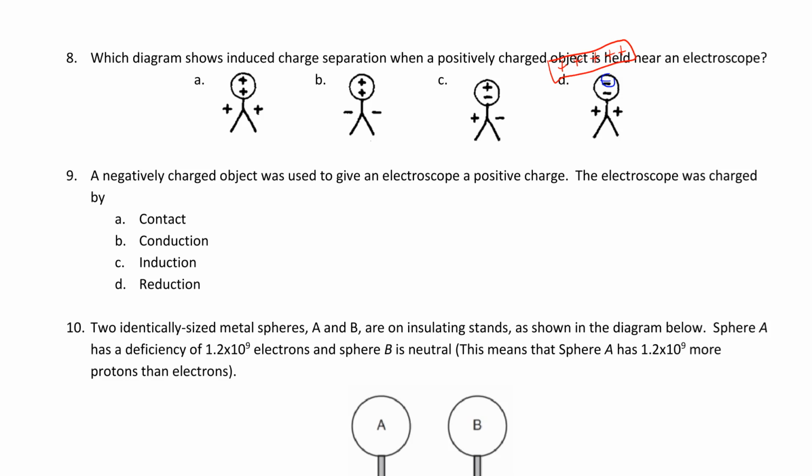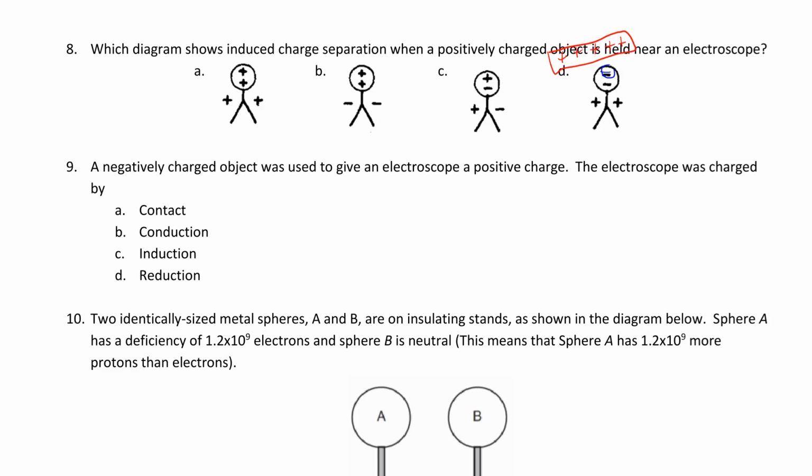And this is how you polarize an object. You induce a charge separation. So it's separated into positive and negative poles.